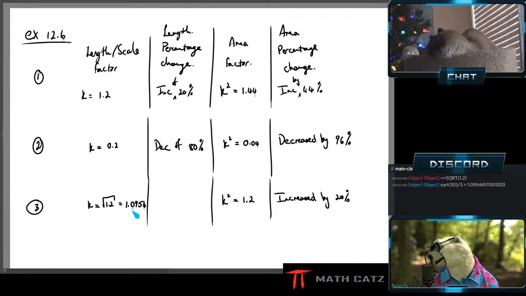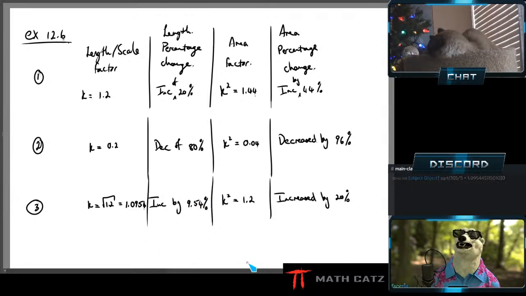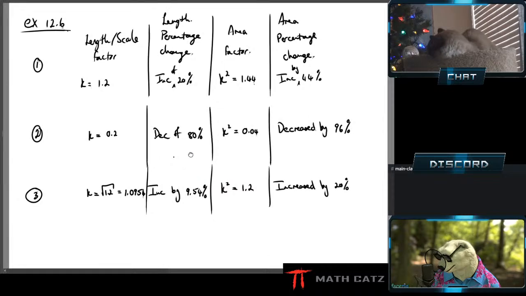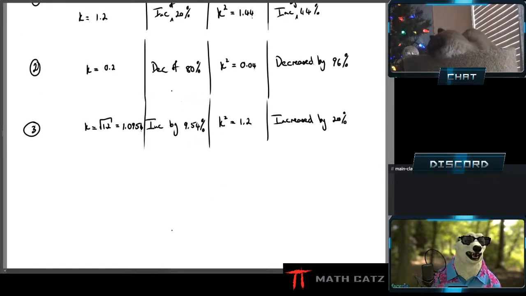That means I am up from my base 1. So I did increase. There was an increase by 9.54%, and that resulted in an area increasing by 20%. So as I go forward from length to area, I square the scale factor. If I go backwards, I have to take the square root. And hopefully your calculator is pretty straightforward in doing that.